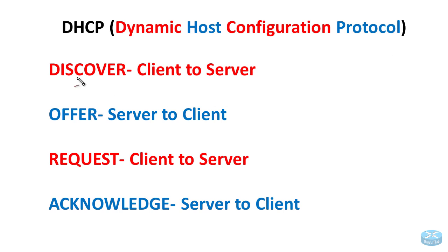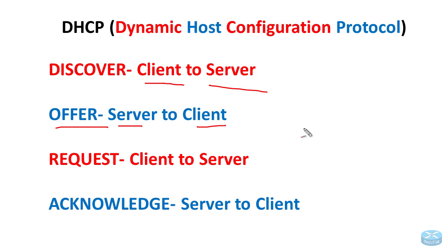So the discover message is a broadcast message. The client sends it, actually from the client to the server, and the server is going to respond. It's a discover: is there anyone there who can provide me an IP address in order to communicate on this network? And then the offer will come from the server to the client.